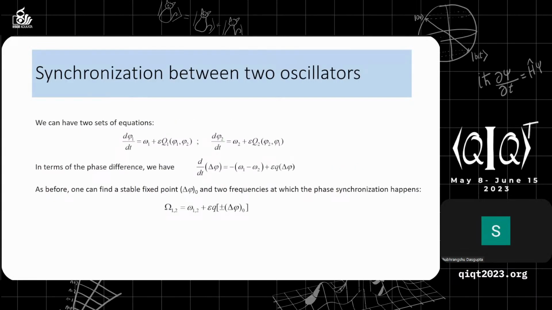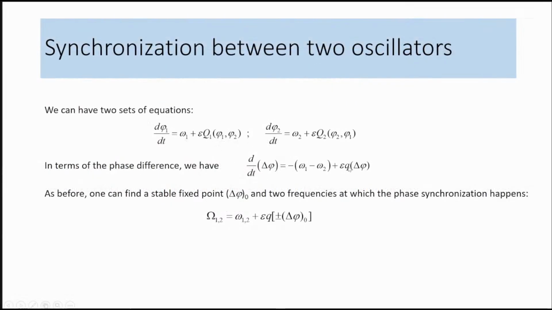In the case of two oscillators, we can again get two sets of equations, as I mentioned for the single oscillator. And in terms of the phase difference, the equation becomes like that, where Q is again the periodic function. This is also an equivalent Adler equation. And as before, we can identify a stable fixed point, the value of delta phi 0, for which the right-hand side vanishes, and there will be phase synchronization because delta phi becomes constant. And this happens at two different frequencies, which are different from both omega 1 and omega 2.